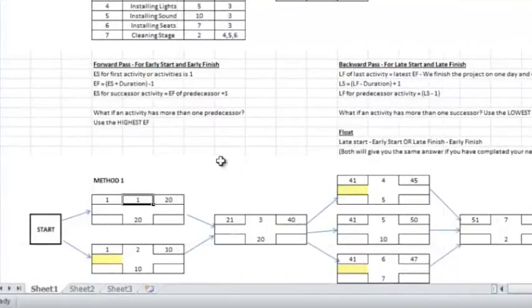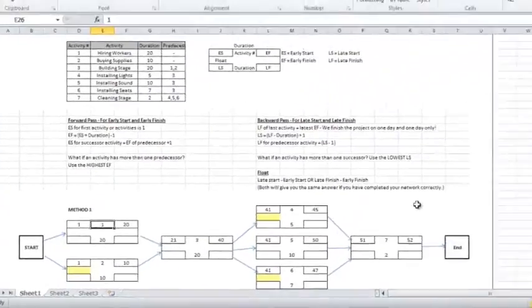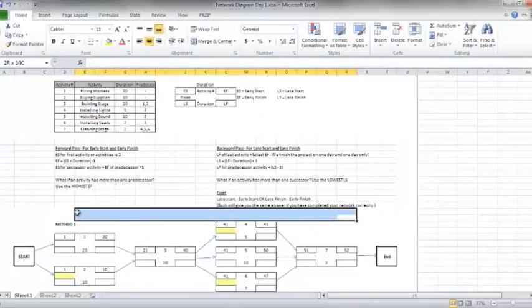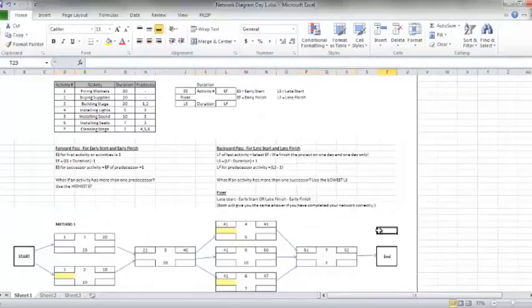Now we're going to do the backward pass. And again, the backward pass means you go from the end to the beginning, or from right to left. And we're going to figure out the late start and the late finish. Now, the late start of the last activity, which is right here, this is easy. It's the same number as the early finish. I said late start, didn't I?